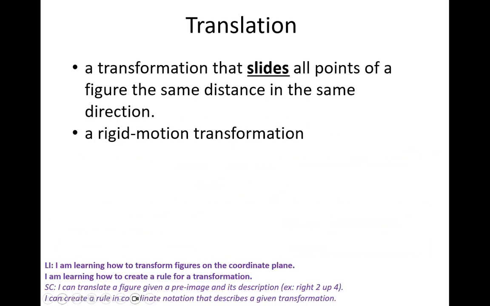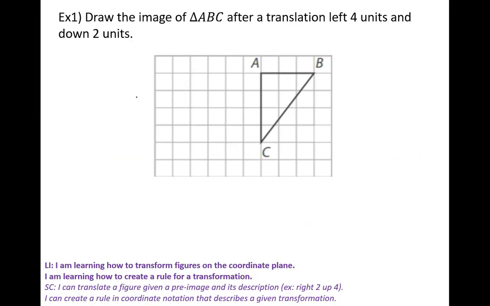So a translation is a transformation that slides all the points of a figure the same distance in the same direction. We're going to see that in a minute, what that looks like. But it's not turning or flipping or anything like that. It's just kind of sliding it over. And this is a rigid motion transformation. So let's get started with an example.